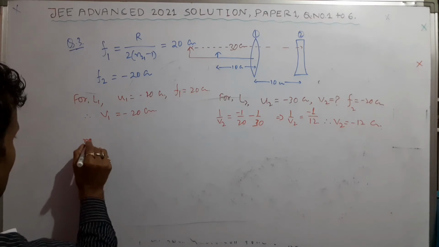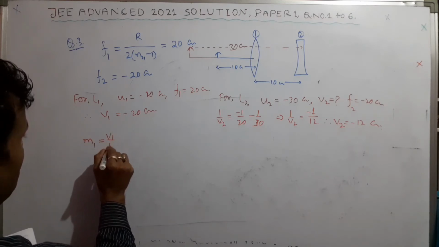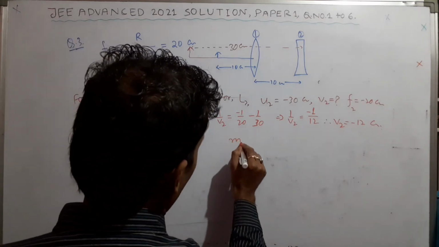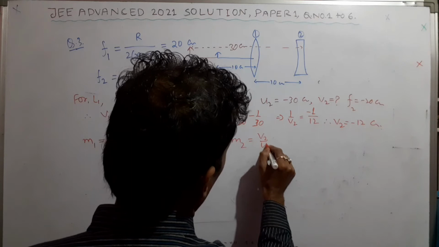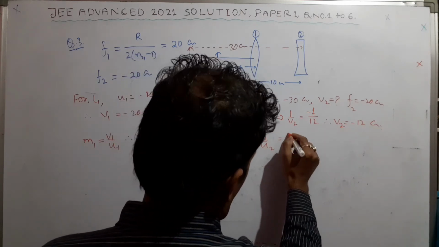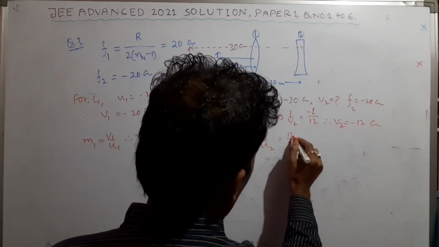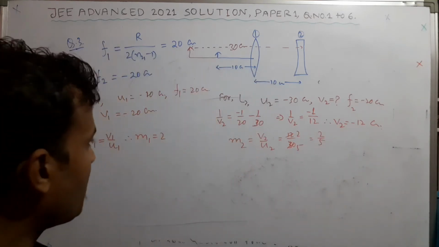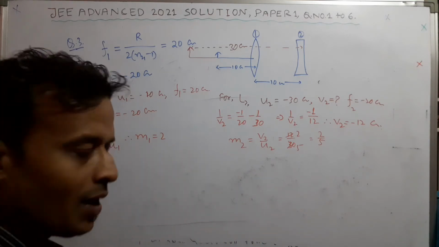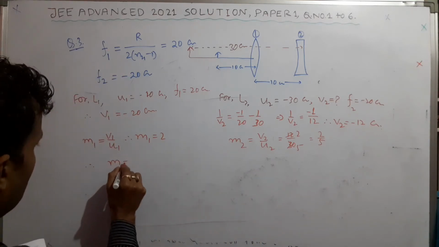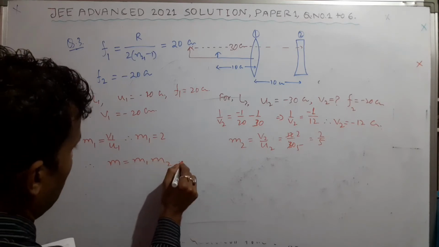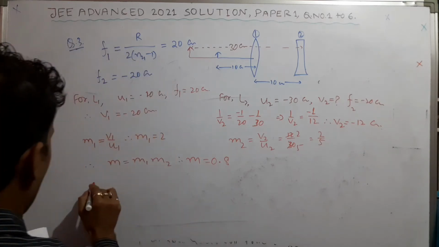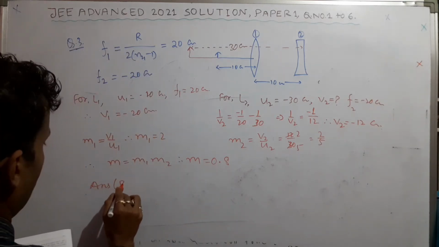For the first convex lens, magnification is equal to v1 by u1, therefore m1 turns out to be 2. For the second lens, that is the concave lens, magnification is v2 by u2, that is 12 by 30, and that comes out to be 2 by 5. Now we have to find the total magnification, that is the product of m1 and m2. Understood? Therefore the net magnification m is equal to m1 into m2, and that turns out to be 0.8. So the correct answer is option B.